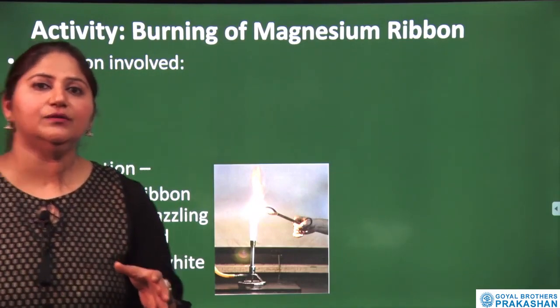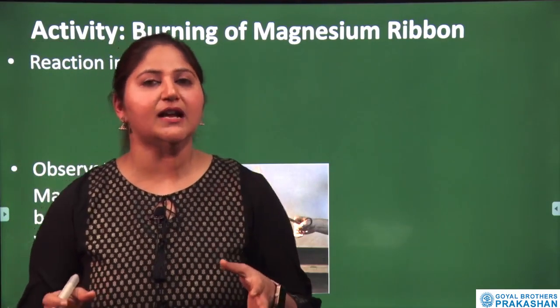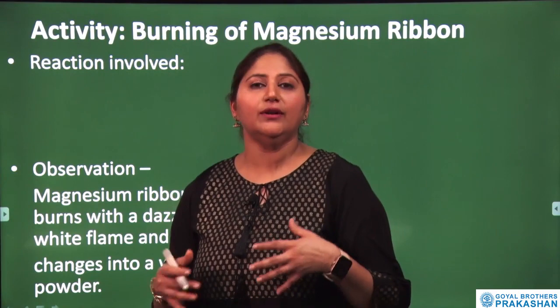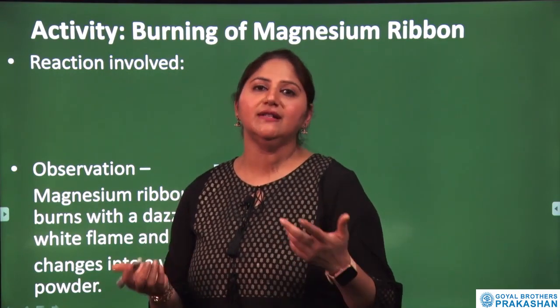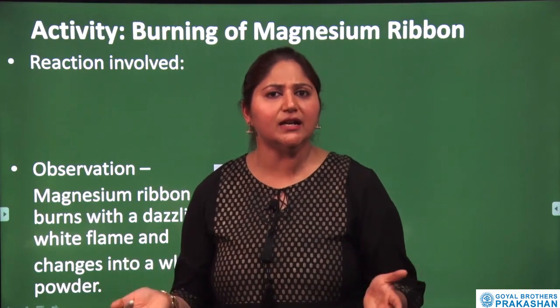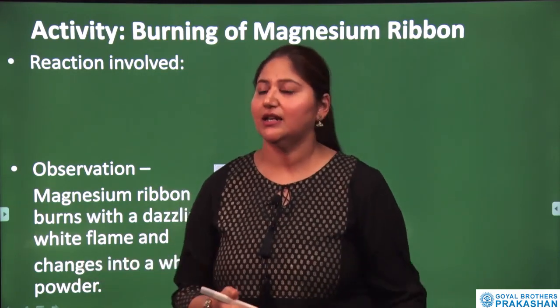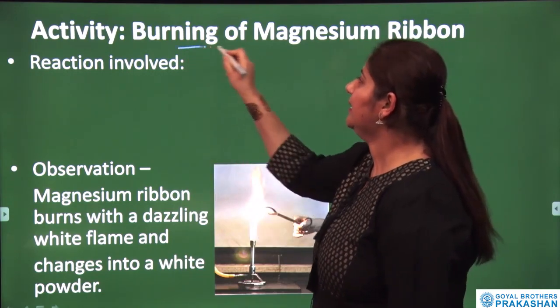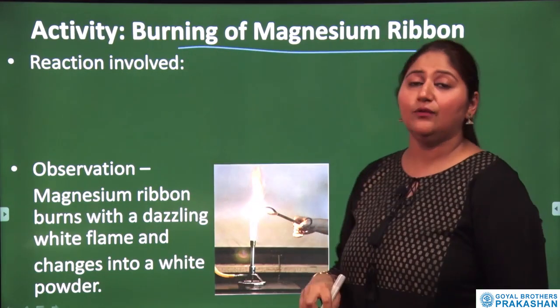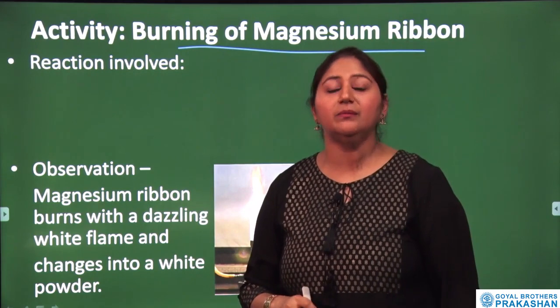Now let's proceed with the activities to understand the concept better. So how can we say that a chemical change is a chemical reaction? And how can we say what kind of changes actually occur during a chemical reaction? So when we begin with the first activity here, you can see the burning of magnesium ribbon. What happens when magnesium ribbon burns?